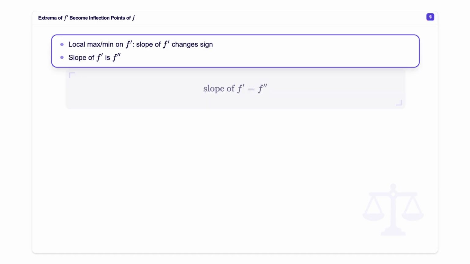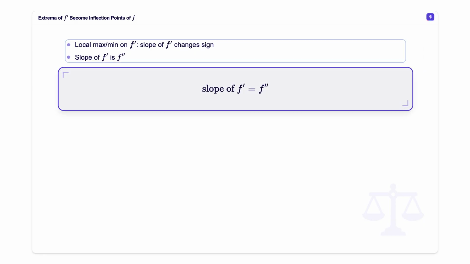When you are looking at a graph of f prime, the shape of that graph tells you about concavity of f. The key move is to notice where f prime changes from increasing to decreasing, or from decreasing to increasing. A local maximum or local minimum on f prime means the slope of f prime changes sign there. For example, increasing before a point and decreasing after, it means the slope goes from positive to negative.